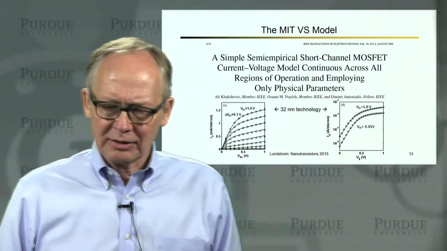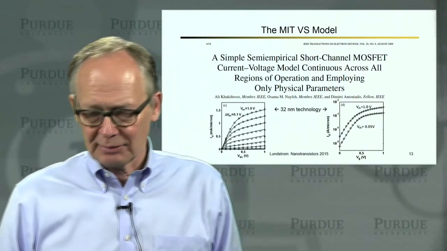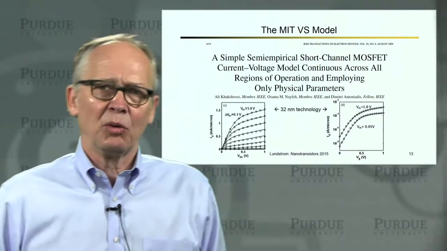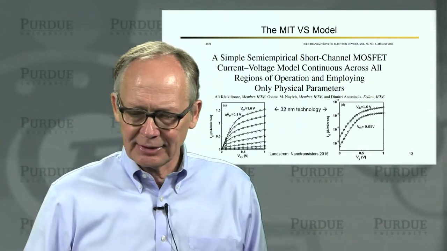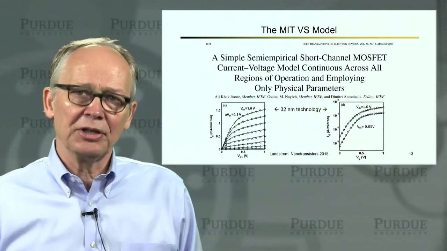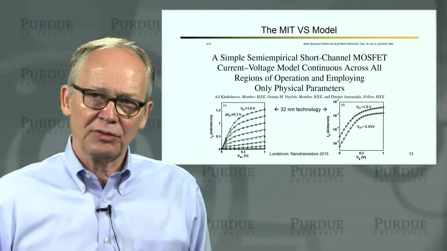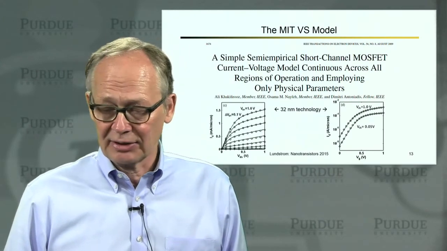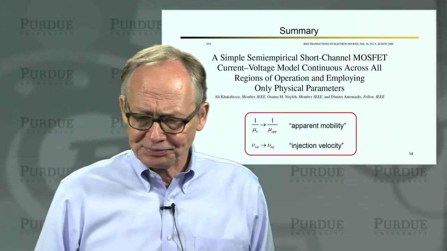So this is a model that has been developed at MIT. We'll call it the MIT Virtual Source Model. And it does really a remarkably good job of fitting a wide range of data on different types of nanotransistors. So here you're seeing a typical fit that you would get to data from 32 nanometer silicon technology. And you can see with just a few physical parameters, we can do a very good job of fitting the IV characteristics of these transistors across a wide range of voltages.